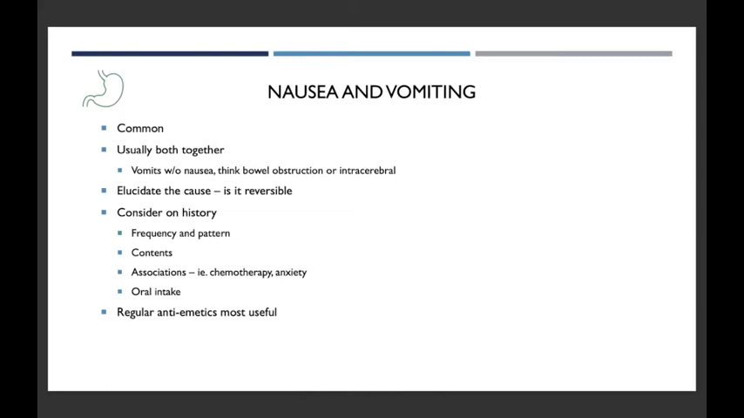Consider on history, basically the normal history things. What's the frequency? What's the pattern? Is it always after a meal? Is it always in association with certain things? How often are they vomiting? What are they bringing up? What sort of volume? Is there any blood in there?